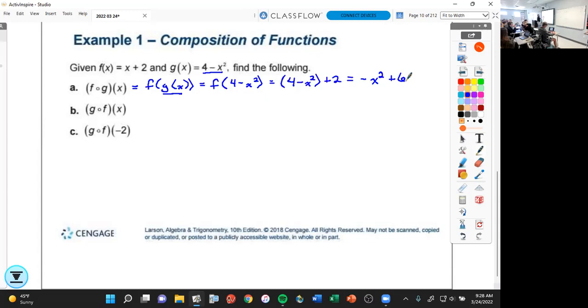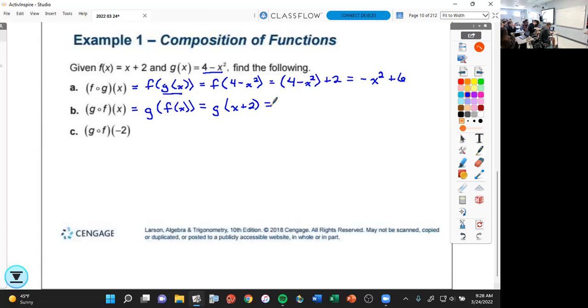All right, g of f of x. What that means is I'm going to take the g function and plug f of x into the g function, which means I've got g of f of x. What is f of x? F of x is x plus 2. So I'll plug x plus 2 in. So now I know that I'm looking for g of x plus 2, meaning replace x with x plus 2.